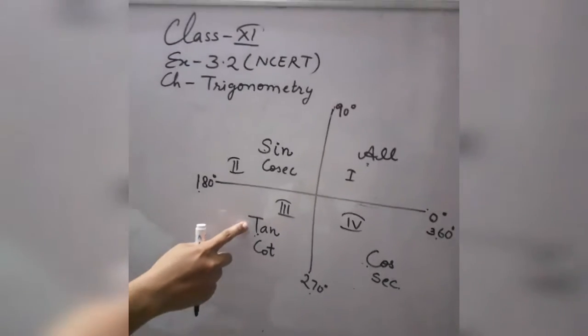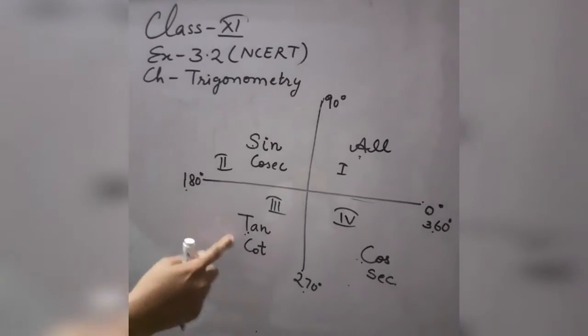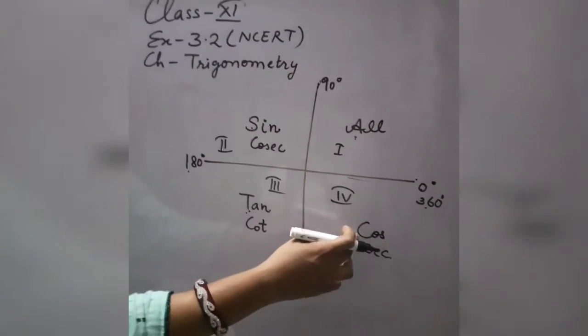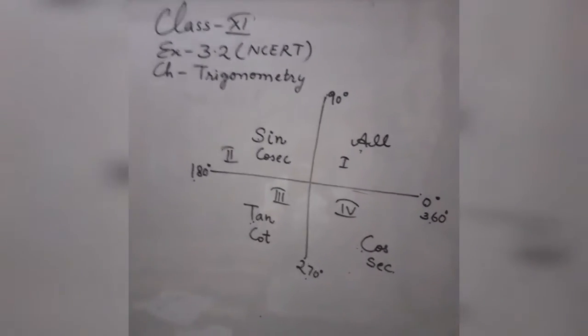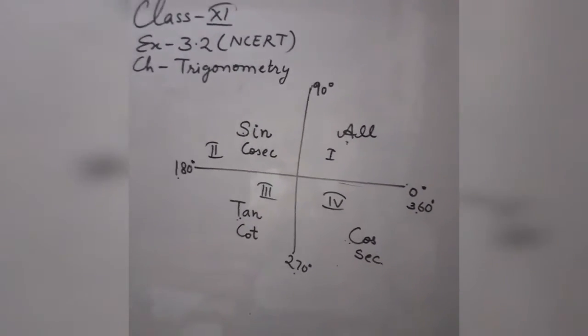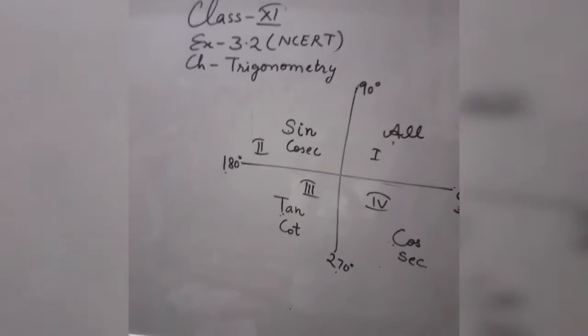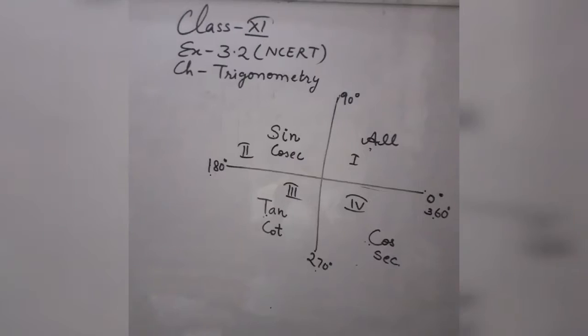In the third quadrant, tangent and cot, these two are positive, and the remaining four will be negative. In the fourth quadrant, cos and secant, these two are positive, and the remaining four will be negative. So you have to learn these results. Now we will start exercise 3.2.